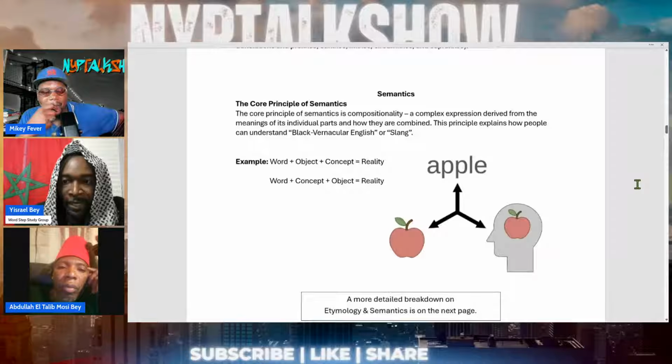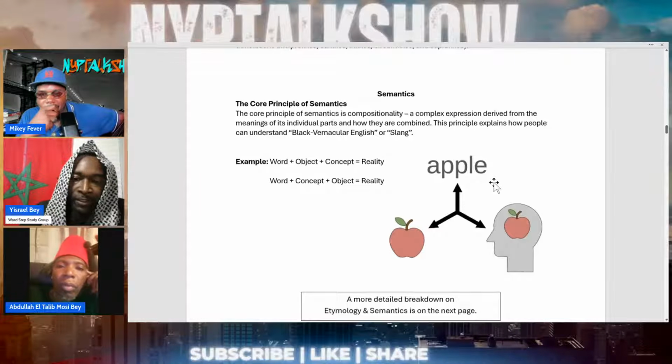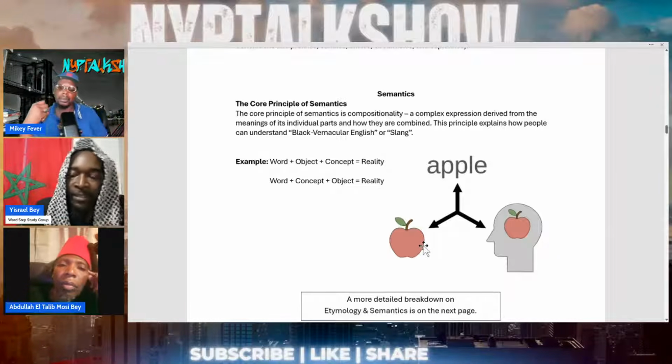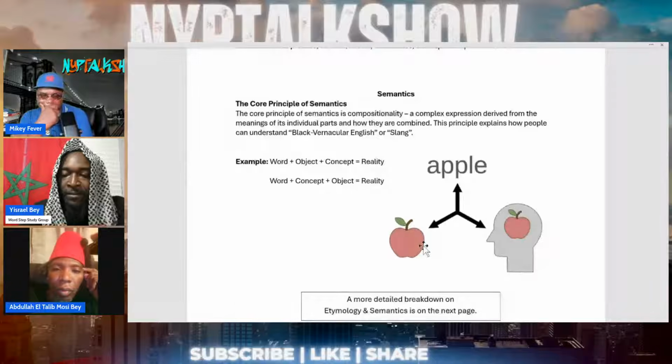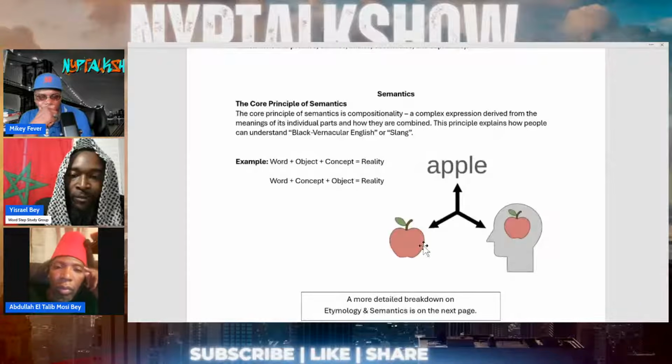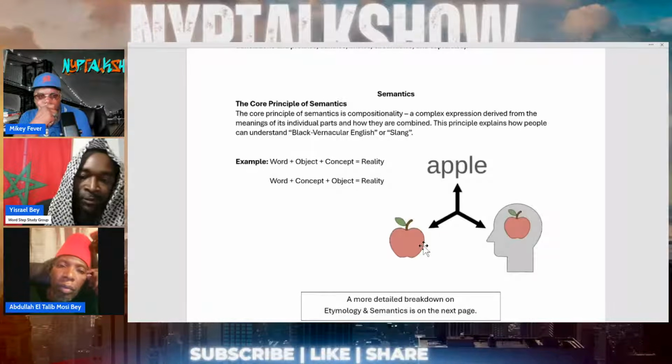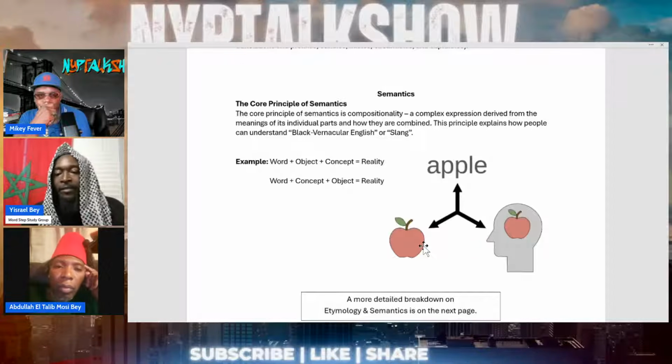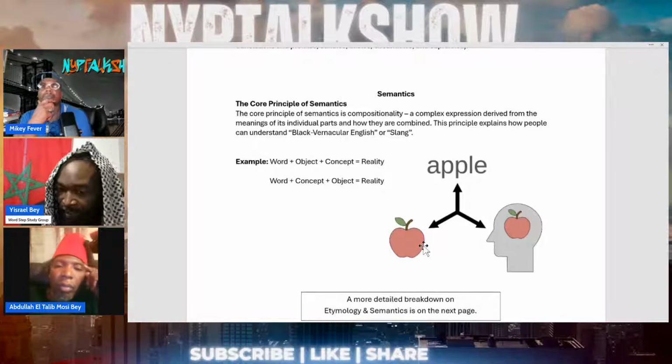All right. So we have the word apple, and then we have the object, the fruit, which we call an apple today. And then the concept in our mind, the reality is, that fruit is called an apple. So when we say the word apple, this is the object, the image that appears in our minds today.